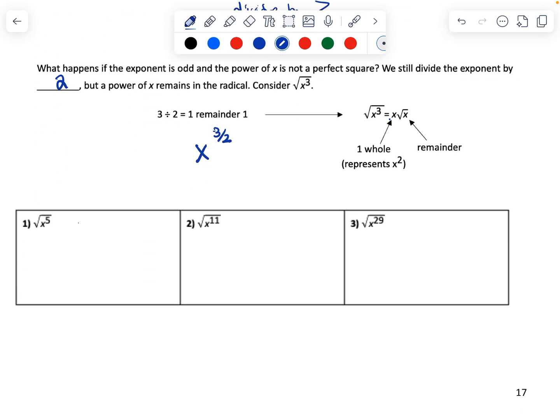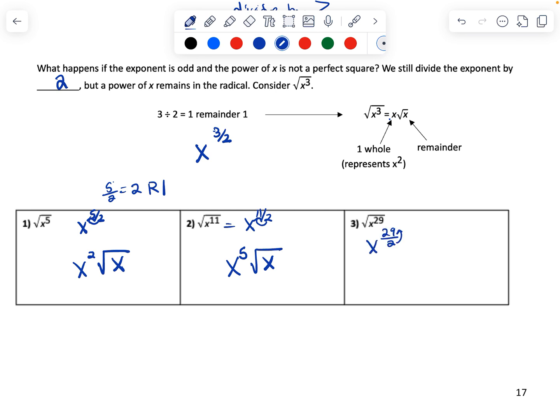So this one, this is x to the 5 over 2. How many times does 5 divide by 2? It goes in there twice with a remainder of 1, so this becomes x squared with 1x remaining. X to the 11 over 2. How many times does 2 go into 11? So x to the 5th with 1x remaining. X to the 29 over 2. How many times does it go into there? X to the 14th with 1x remaining.